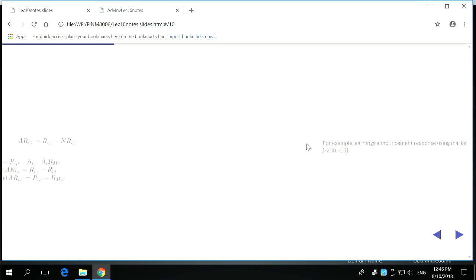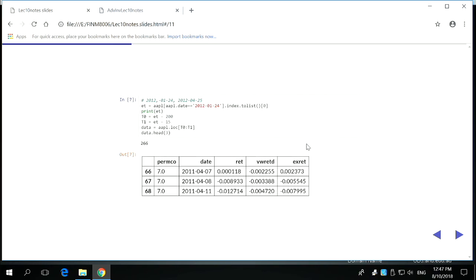All right, so let's use this, for example, with our data. Use AAPL as the example. All right, so let's first of all set the event date. So the event date is January 24th, 2012. And that's data number 266 in our data.